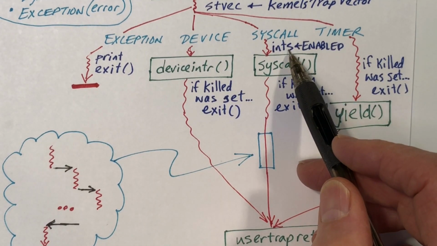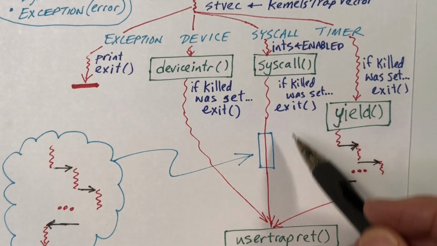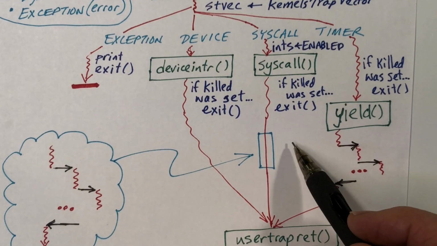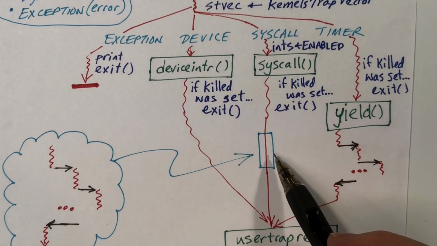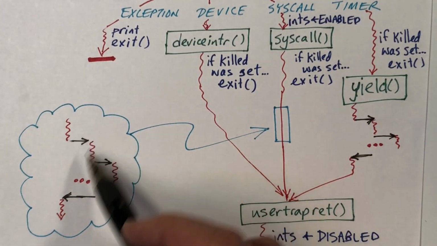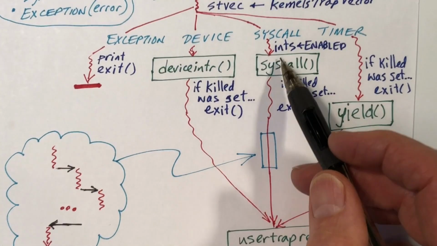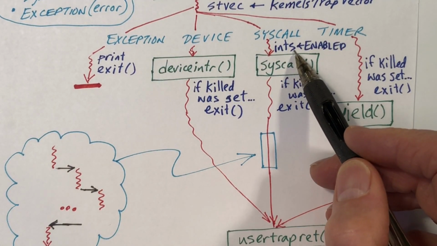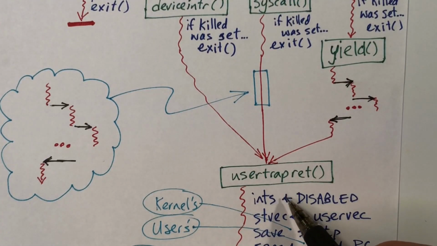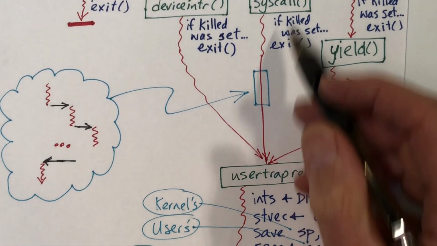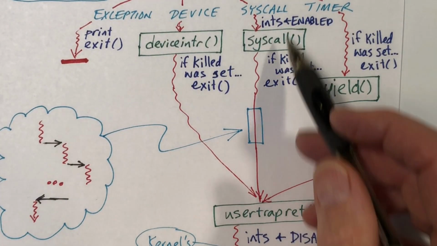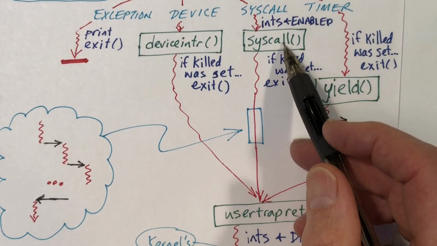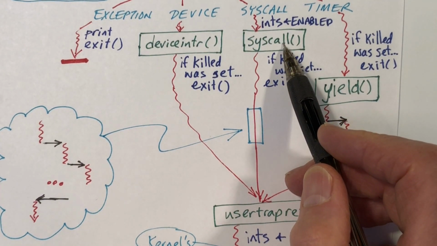I've also hinted here that there could be some process switching going on. The moment we re-enable the interrupts, it's possible that a timer interrupt could occur or a device could require attention. So the scheduler could get involved. I tried to indicate that over here to say that any time between the interrupts being enabled here and the interrupts being disabled at the beginning of usertrapret, it's possible that we could switch to another process. But eventually we'll come back and finish executing whatever code is involved with the system call.